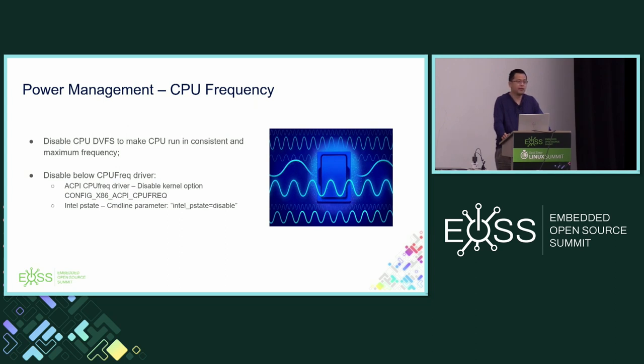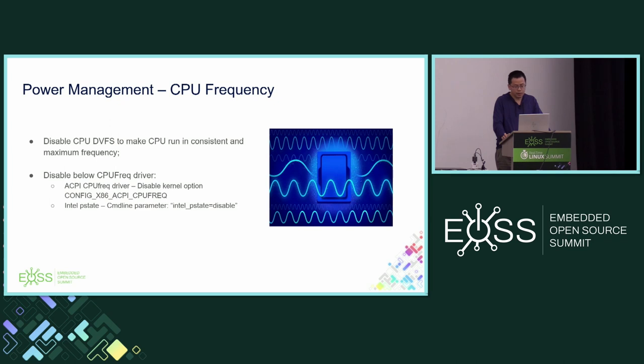This page is about tuning DVFS, CPU frequency, in the power management domain. If DVFS is enabled, sometimes the CPU frequency is high, sometimes it's low. For most Intel CPUs, if we disable the CPU frequency driver, they will run at maximum and consistent CPU frequency. So for an RT thread to run with consistent and best performance, we'd better disable the CPU frequency driver.